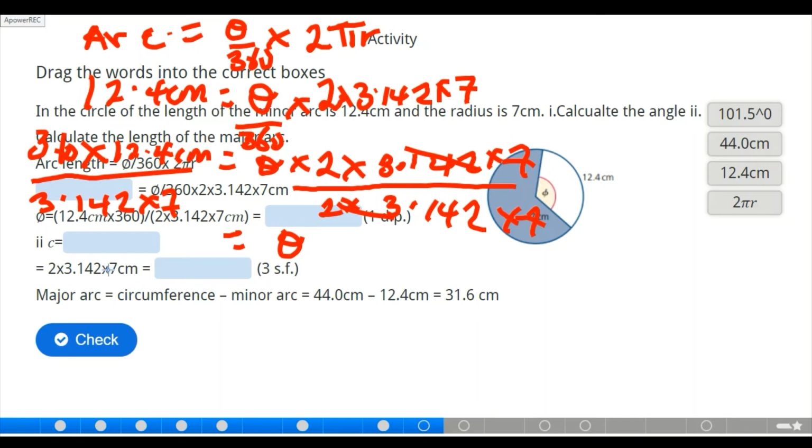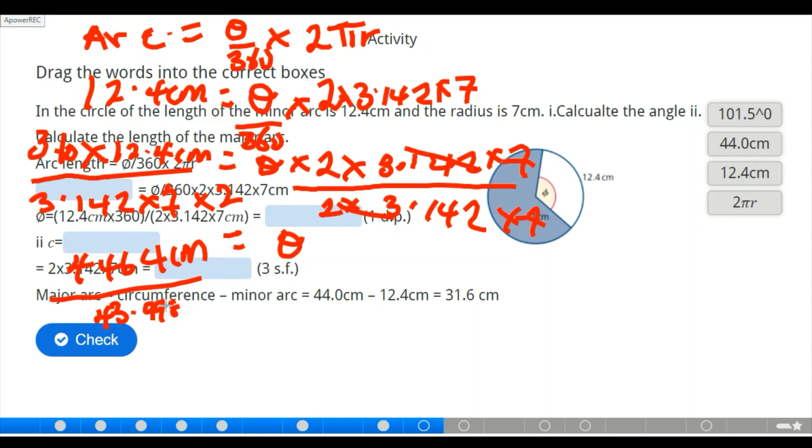That is 4,464 centimeters. Then the next thing for us to do is we still have 2 here. So we are multiplying 2 times 3.142 times 7. So if we have that, we have 43.988 centimeter.